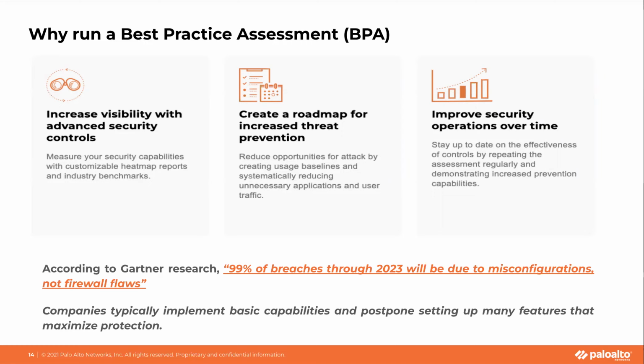If you're implementing the best practices, it helps you to reduce the attack surface. It will help increase the visibility into the network traffic, prevent known and unknown attacks, and protect what's most valuable to your business: property, your source code, sensitive company and customer data, critical infrastructure, and whatever gives your company a competitive advantage. So these are the three main areas while running this iterative approach, the BPA: increase visibility with advanced security controls, and with this, you can create a roadmap to increase the threat prevention. And over a period of time, it will improve your security operations.